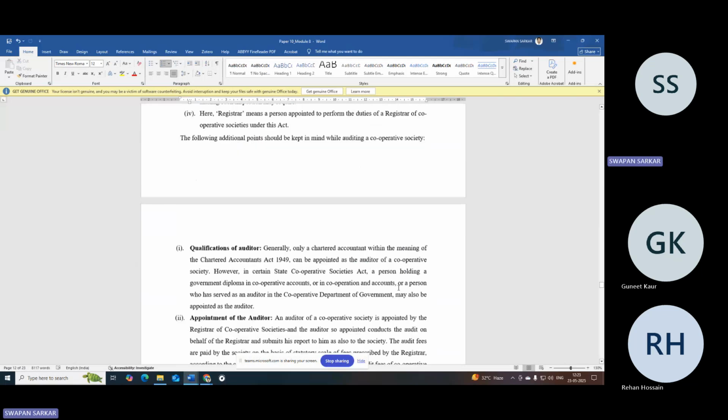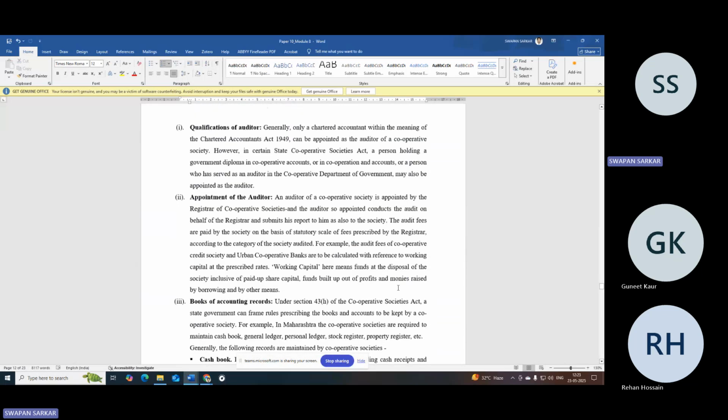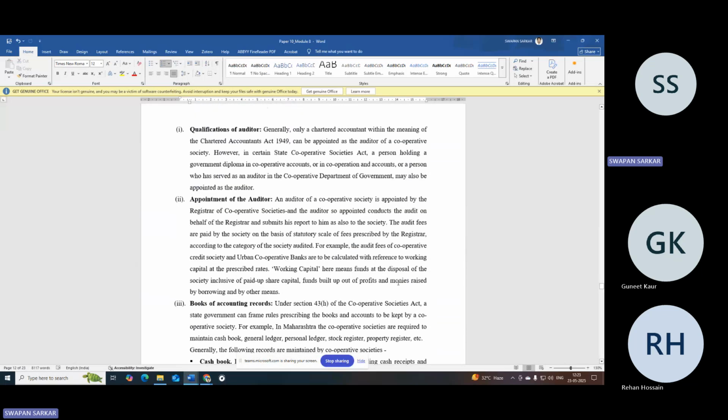Now, additionally, these points are also to be considered. First of all, qualification of the auditor. Generally, only a chartered accountant within the meaning of the Chartered Accountants Act 1949 can be appointed as the auditor of any cooperative society. However, in certain state cooperative societies acts, a person holding a government diploma in cooperative accounts or in cooperation and accounts, or a person who has served as an auditor in the cooperative department of government may also be appointed as an auditor.